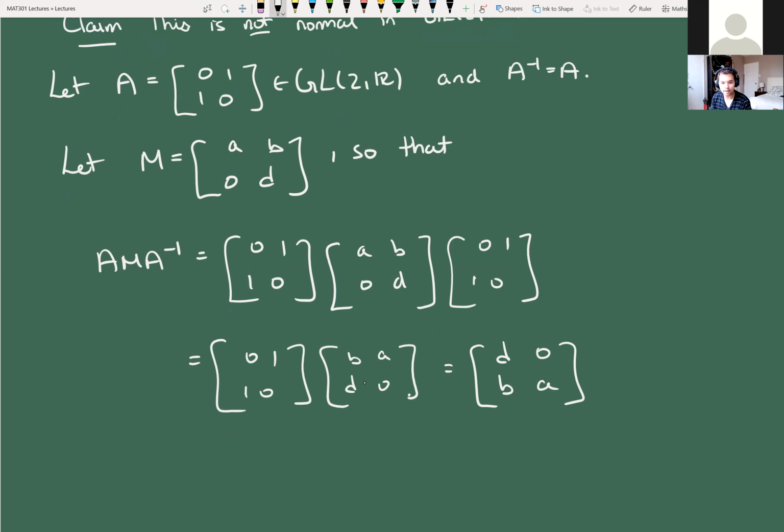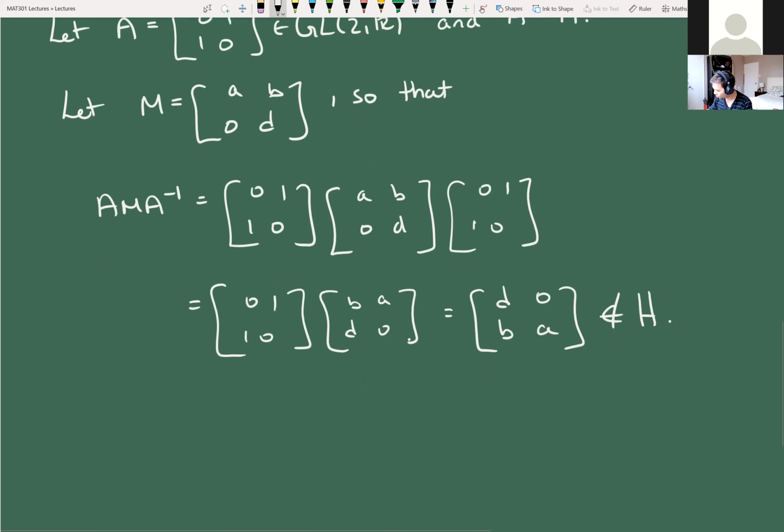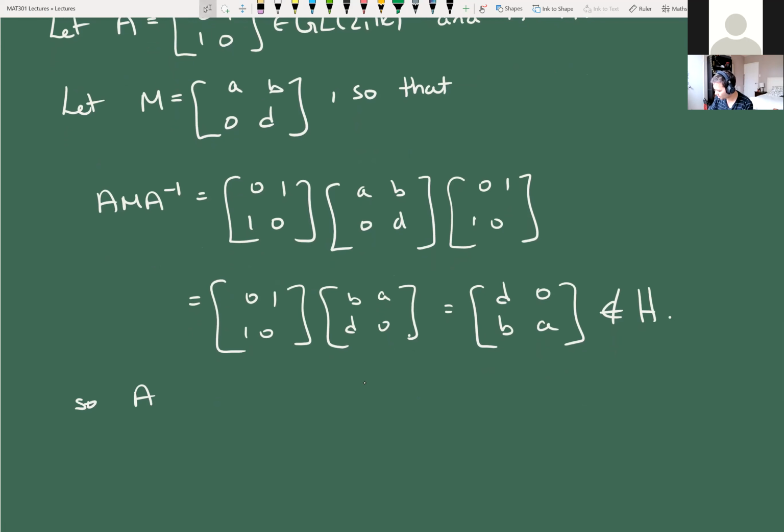And the net result is that this thing is not in H, because the things in H have to have 0 in their row 2, column 1 element, the bottom left-hand corner. This is definitely not 0 in the bottom left-hand corner. If we choose any B which is not 0, we're going to break this. So A, H, A inverse is not a subset of H. Thus, H is not normal. Voila, great. Good job.